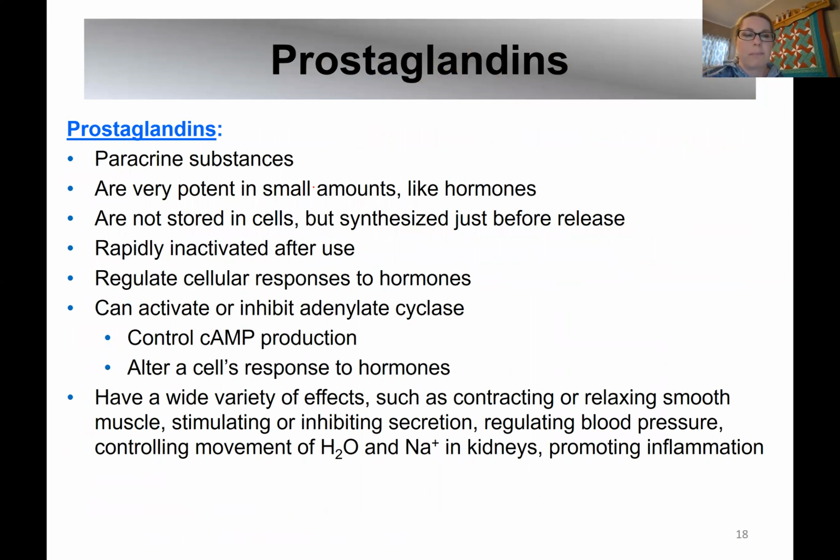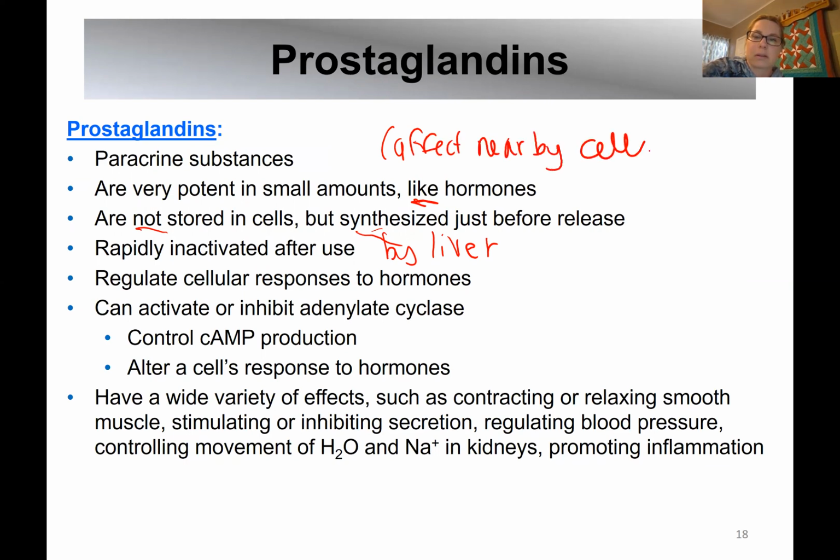I did mention prostaglandins earlier. Those are paracrine secretions, right? They're not true hormones. They're like hormones, but they're not true hormones. Prostaglandins are not stored in cells. They're made just before they're released, and then they're really quickly inactivated by the liver and other cells. Remember, they are going to affect nearby cells.